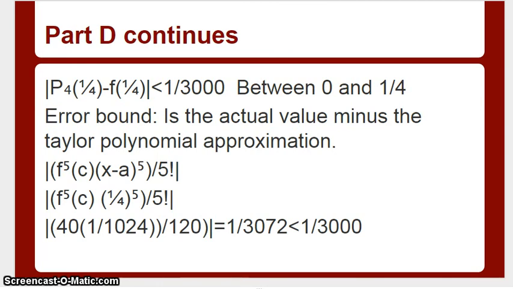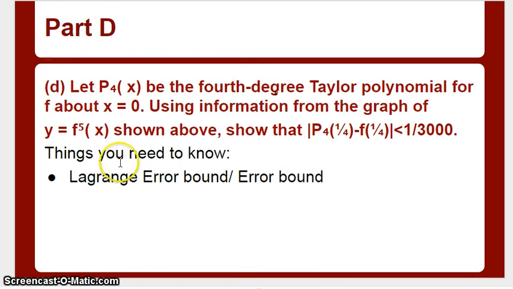So what's given to us is that P sub 4 of 1/4 minus f of 1/4 is less than 1 over 3,000. So we're trying to prove that. Because it gives us 1/4, we know that the range would be from 0 to 1/4. Now what an error is, is the actual value of the function minus the Taylor polynomial approximation. Now the question gives us the fourth degree Taylor polynomial. For the Lagrange error bound, we would need to find the fifth degree Taylor polynomial in order to find the error bound.